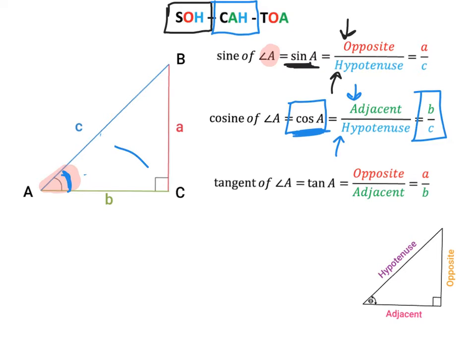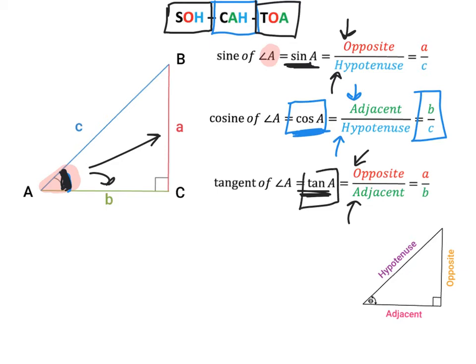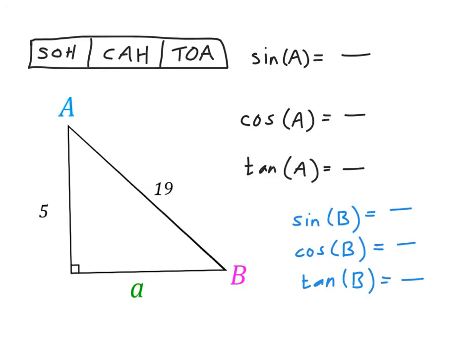Okay, and then finally, let's go ahead and talk about the tangent. So for the tangent, the TOA, the T stands for tangent, and then tangent is equal to the opposite divided by the adjacent. So same reference angle, my opposite, A, divided by adjacent, B. So the tangent of A is equal to A divided by B. So let's look at some examples.